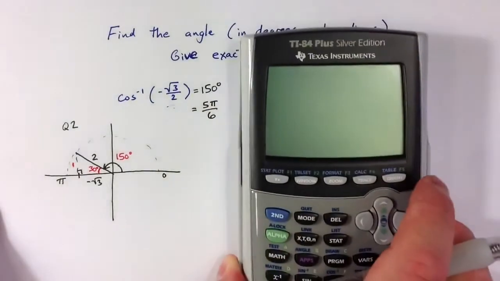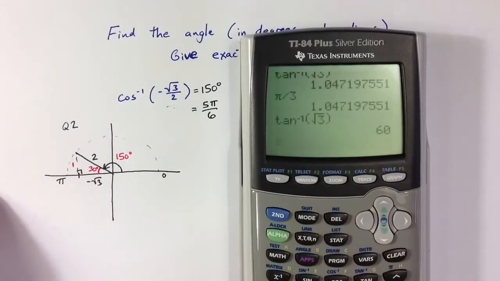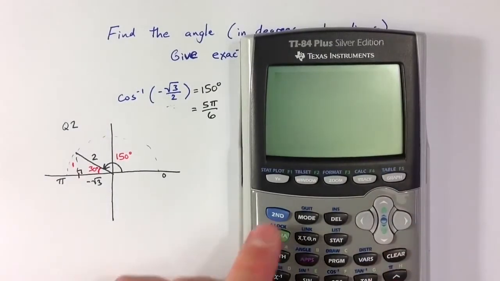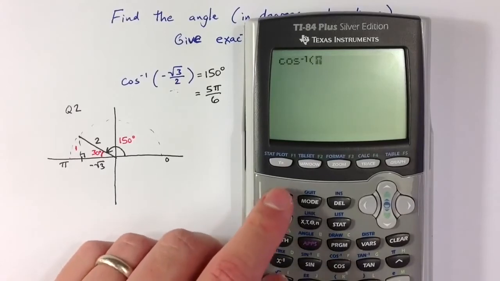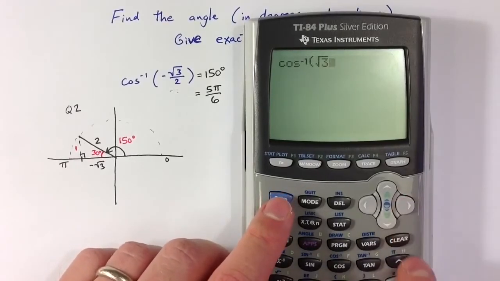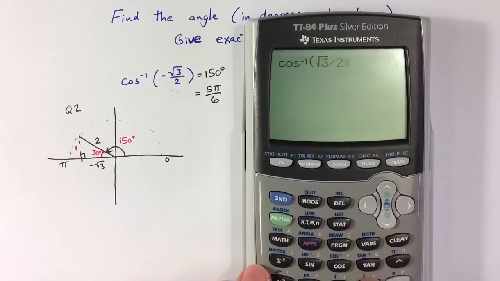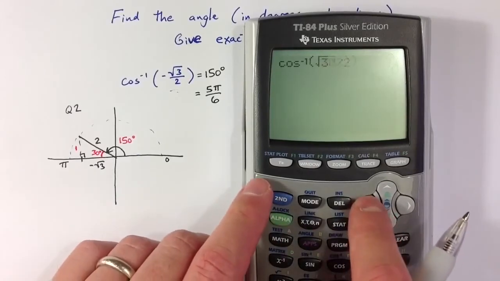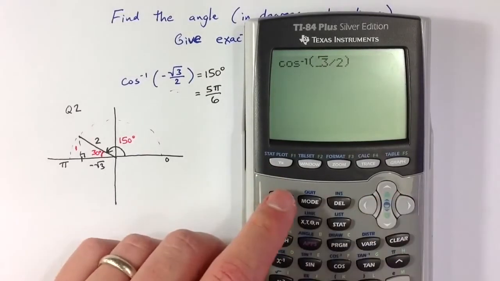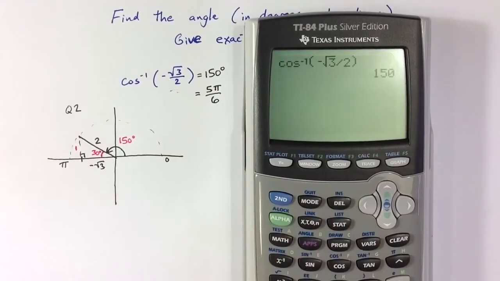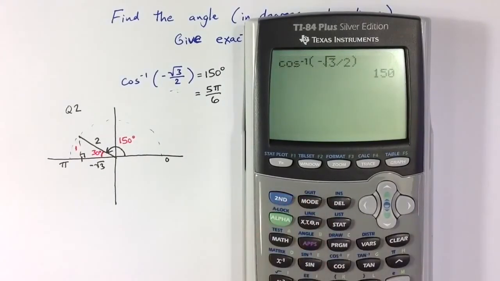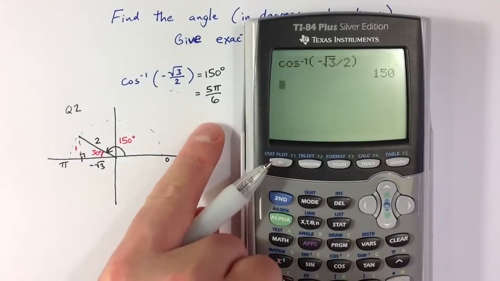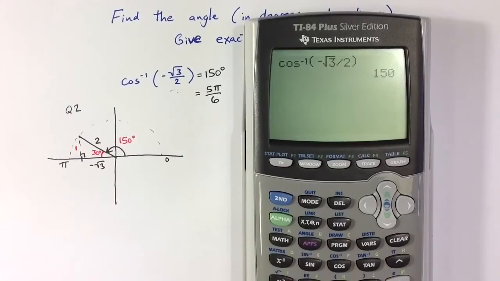We can, of course, check that with a calculator. I have inverse cosine as one of the functions on the calculator above the cosine key. And so if I hit inverse cosine and then the square root of 3 divided by 2, of course I want to make that negative, that's important. In degrees, we see that we have 150 degrees. We're in degree mode. In radians, we would get a decimal value for 5 pi over 6.